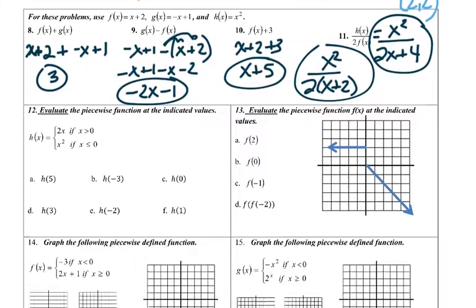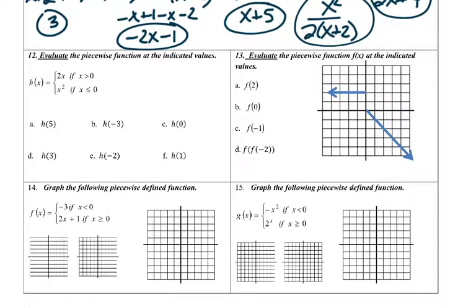Piecewise functions, we did those at the start of the year, right? It depends what x value it is, which rule you use. So h of 5. 5 is bigger than 0, so I'm going to say 2 times 5 is 10. But negative 3 is less than or equal to 0. Negative 3 squared, positive 9. 0 is 0 squared, so 0. 3, of course, 2 times 3. Negative 2 would be 4, and h of 1 is 2 times 1, or 2.